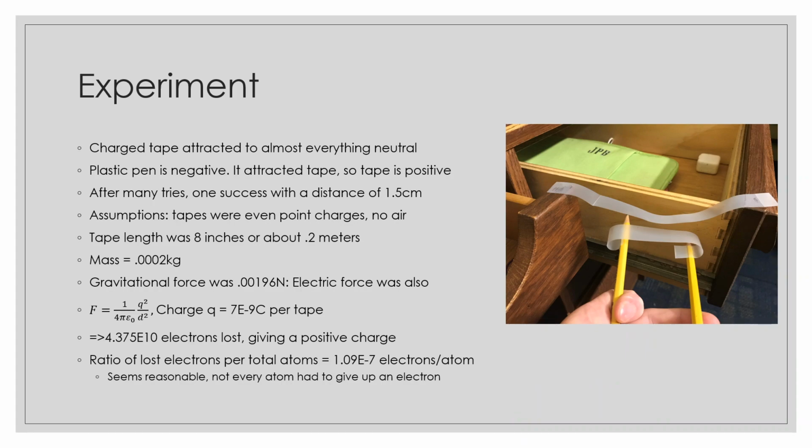So to start the experiment, I found the charged tape attracted everything neutral I tried, including paper, book, nylon backpack, and metal scissors. I then rubbed a pen through my hair to charge the pen negatively. This attracted the tape, meaning the tape is positively charged.